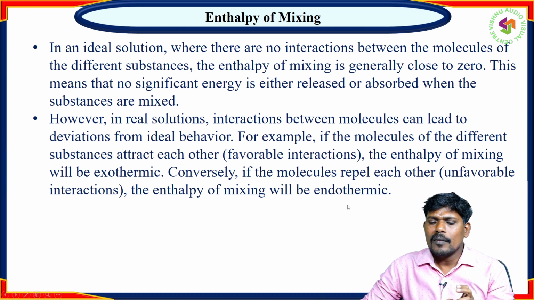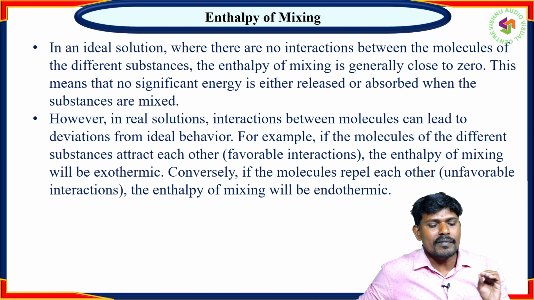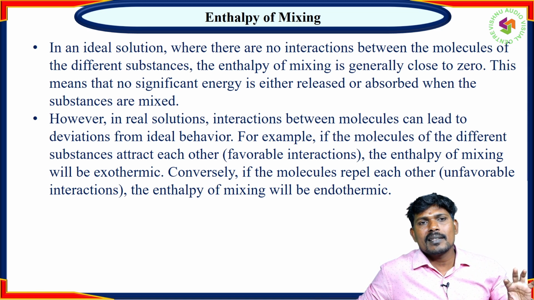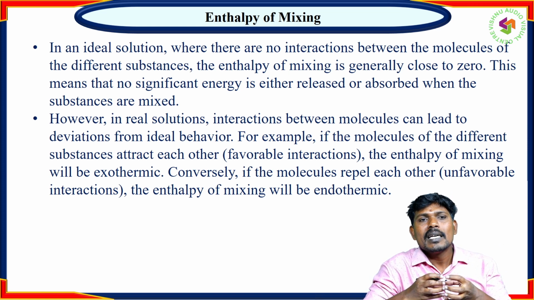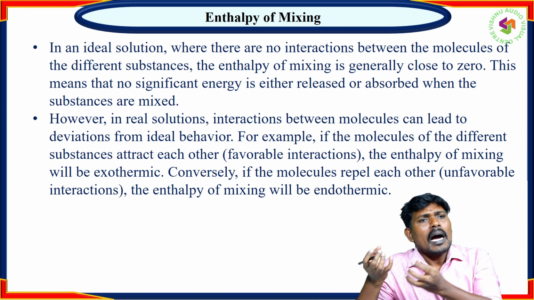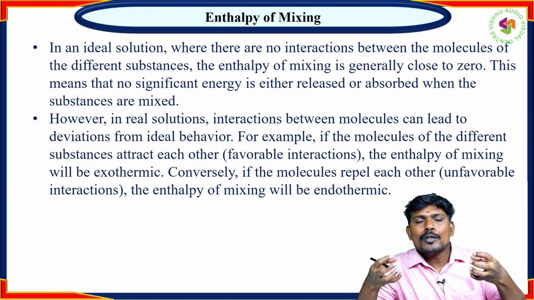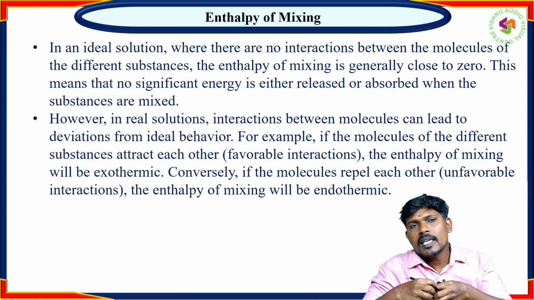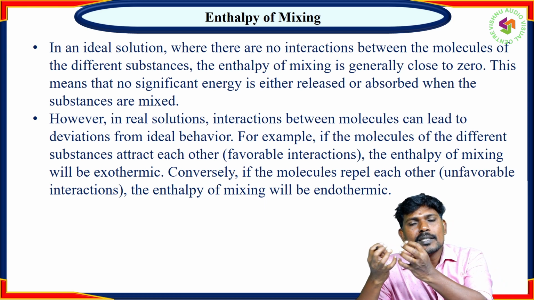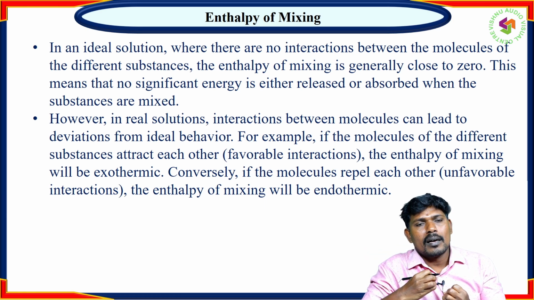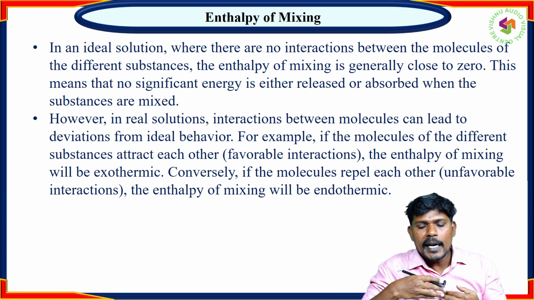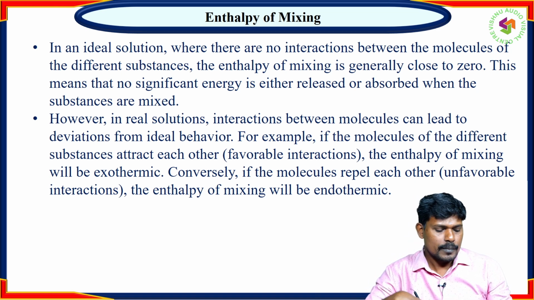For example, if the molecules of different substances attract each other, meaning favorable interactions are there between these two compounds, then energy is released. Otherwise, when two compounds A and B are mixed and there is no favorable interaction, then energy is absorbed. The previous one is the exothermic process. The next one is the endothermic process.